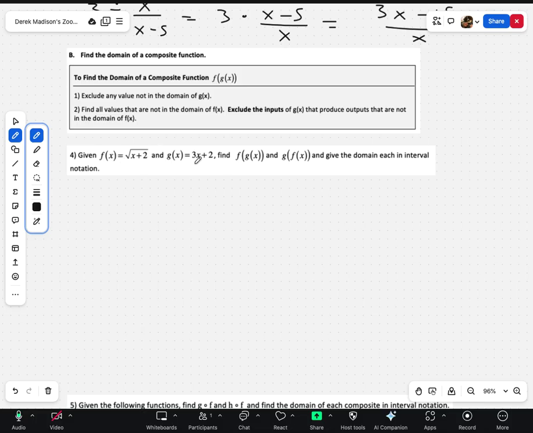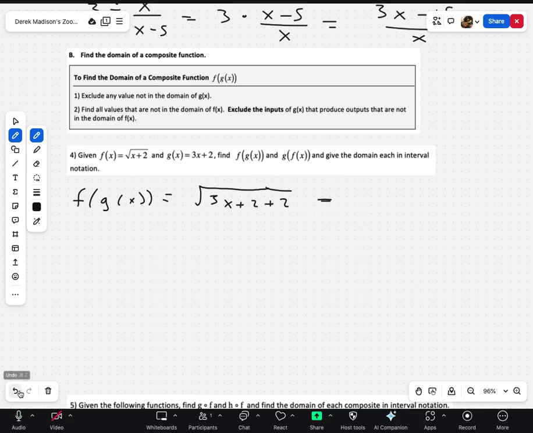Given f of x is this, g of x is that, find each of the composites and then give the domain in interval notation. So this one's going to be reasonable enough that it'll simplify into some roots, and we'll be able to just look at it and see what the domain's going to do. For a later one, we're going to come back to this definition a little bit more. So let's find f of g of x. So f of g of x will be f evaluated at g. So that would look like 3x plus 2 plus 2.